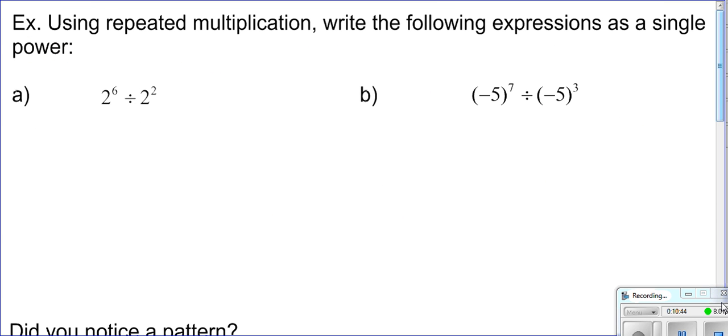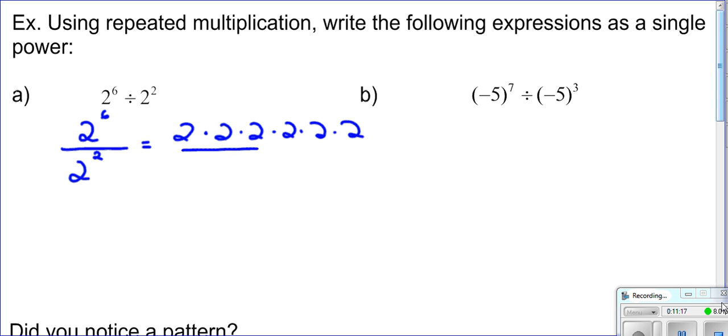Okay. Hopefully you've noticed that these examples are a little bit different than the last examples. These examples are division examples. And so a reminder that the answer when you divide is called the quotient. And so we're going to set these up like division. And I actually want to set them up using fraction division. So I'm going to set them up this way. 2 to the power of 6 over 2 to the power of 2. So that's going to look like this. 2 times 2 times 2 times 2 times 2 times 2 over 2 times 2.